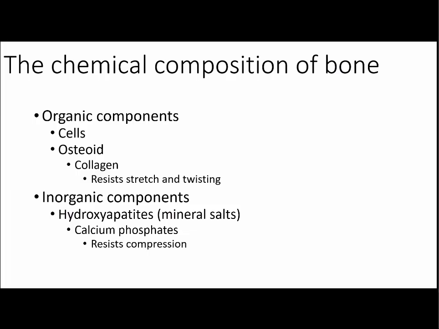Then we also have inorganic components of bone, and that's going to be our hydroxyapatites, or the mineral salts that help to make up bone. And the main part of these hydroxyapatites are going to be calcium phosphates. So your calcium phosphates are going to form tiny needle-like crystals that are tightly packed in around the collagen fibers. So remember, we talked about the mineral salts being in between those collagen fibers in our concentric lamellae. Well, that's our calcium phosphate crystals.